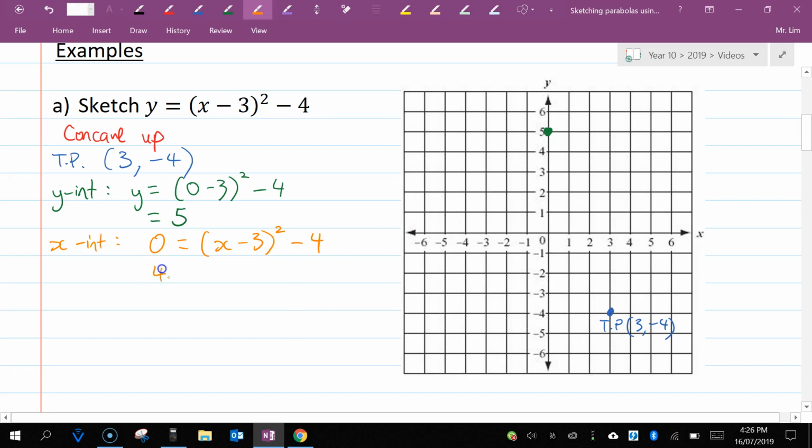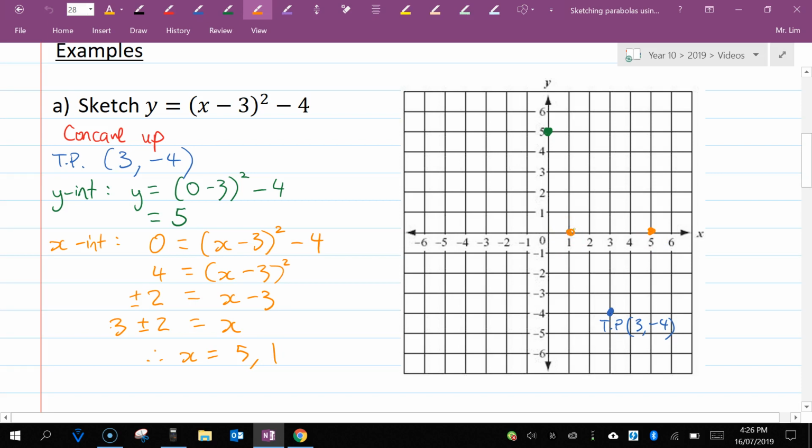Let's add 4 to both sides. We'll square root both sides. The square root of 4 is 2. That leaves us with x minus 3. And then we can add 3 to both sides to work out what x is equal to. So 3 plus or minus 2 is equal to x. Therefore, x will equal 3 plus 2, which is 5, and 3 minus 2, which is 1. So there are 2 x-intercepts, 5 and 1.